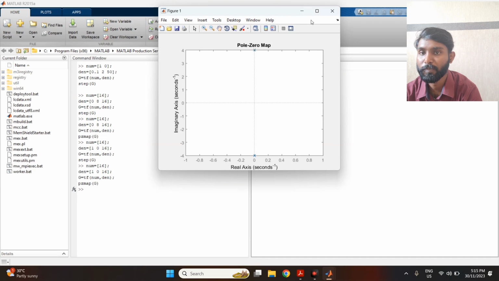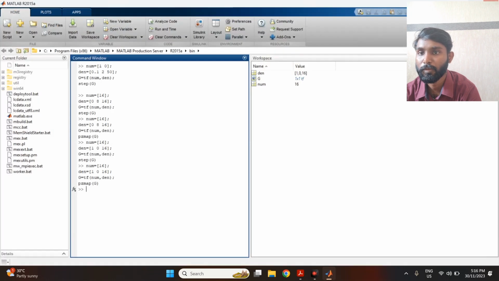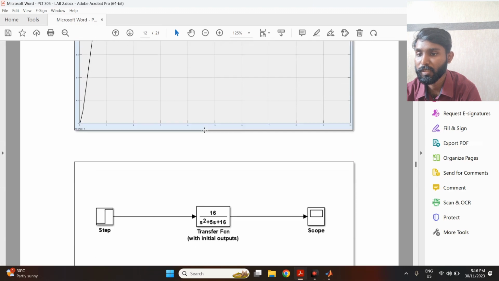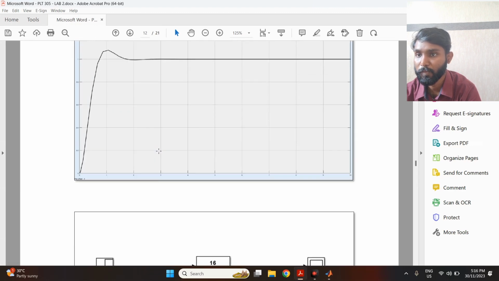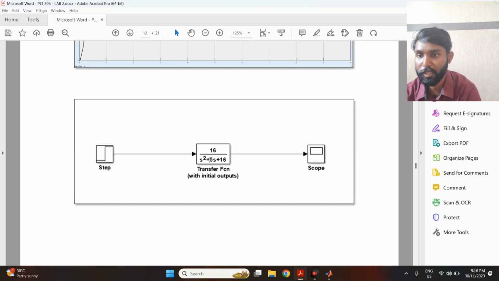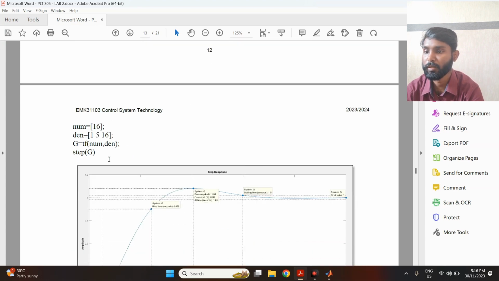Point is here, this is the point, and this is the Simulink model and the graph. So the numerator is 16, s square plus 5s plus 16, this is the scope. So I'll demonstrate it.